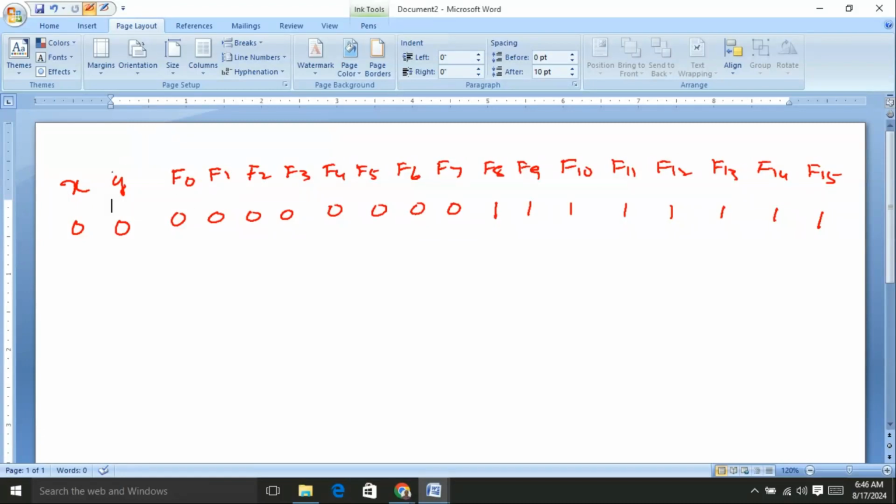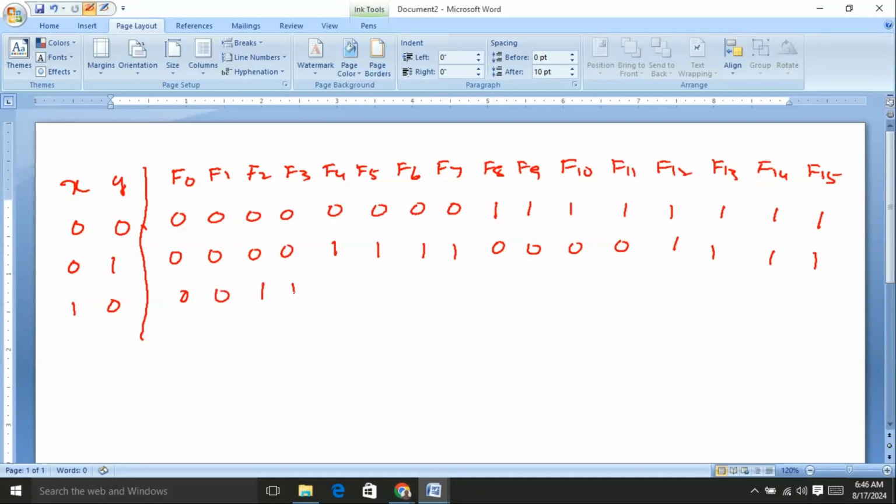Suppose the x and y operand values are 0, 0. This is the output of the 16 logical micro operations. For 0, 1, we keep four zeros, again four ones, again four zeros, and again four ones. Suppose the x and y operand values are 1, 0. We keep only two zeros and two ones, and again two zeros and two ones, and again two zeros and two ones, and again two zeros and two ones.